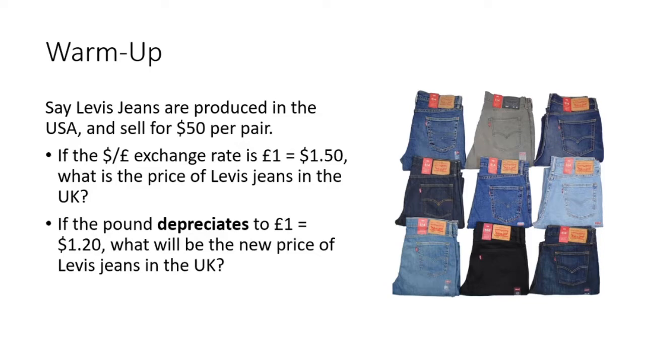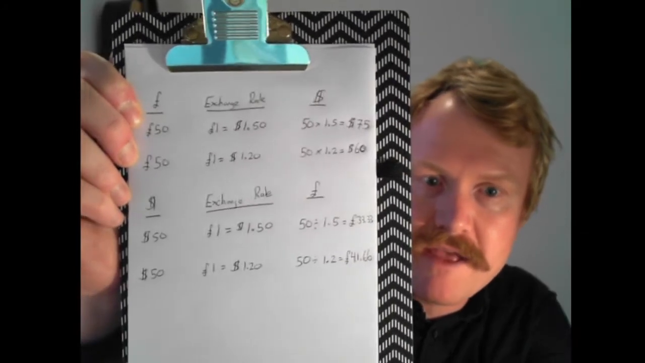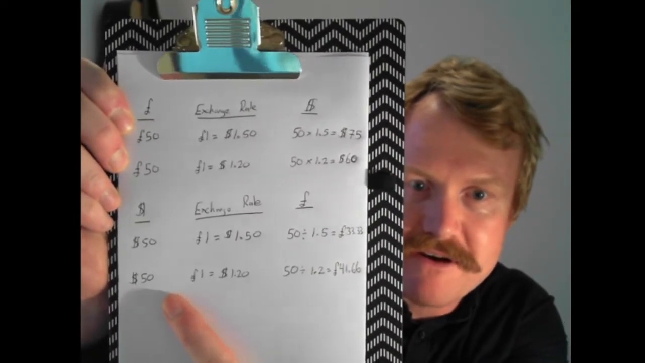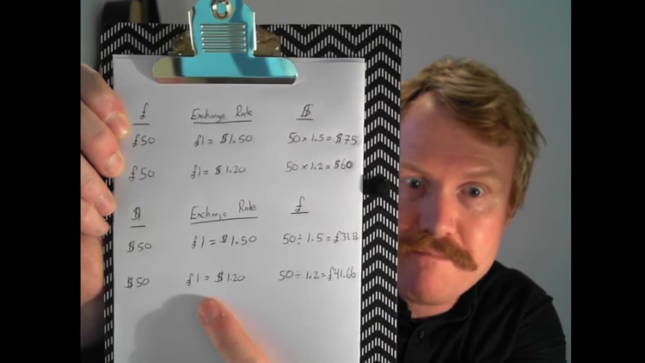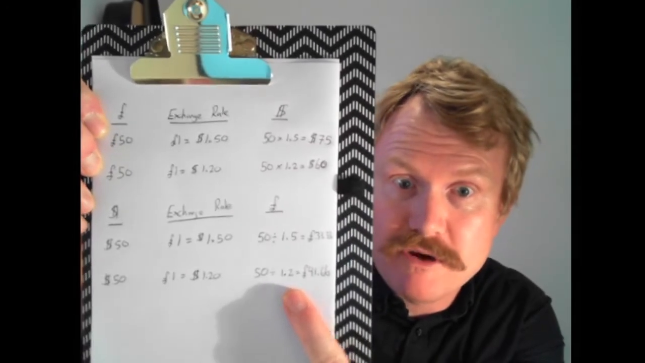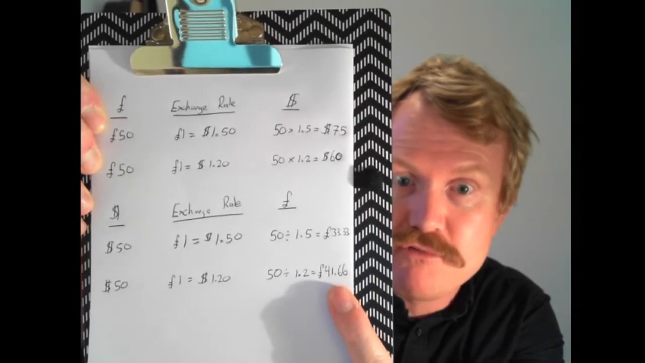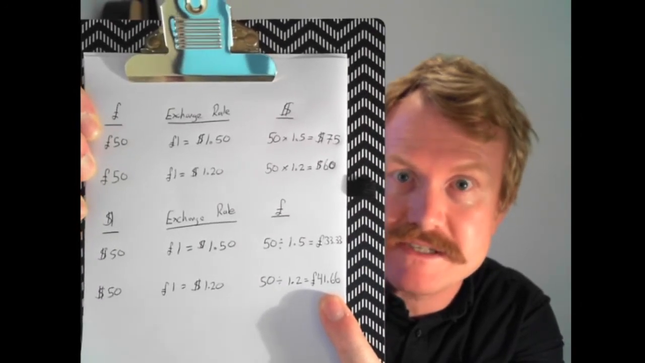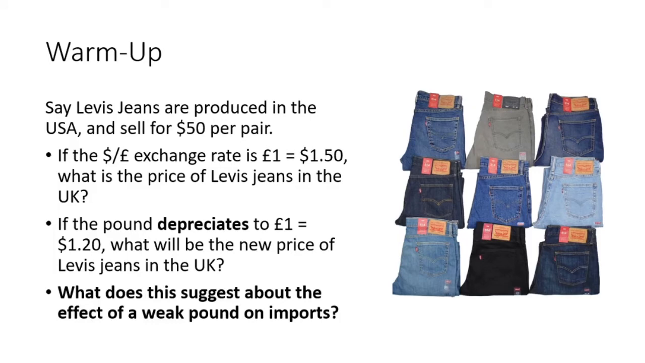If the pound now depreciates to £1 buys us $1.20, what will be the new price of Levi's jeans in the UK? Working that through again, $50 is the price in America. The new exchange rate of £1 is $1.20. And so again, dividing 50 divided by 1.2 means that these jeans have now gone up in price to £41.66. What does this suggest about the effect of a weak pound on imports?